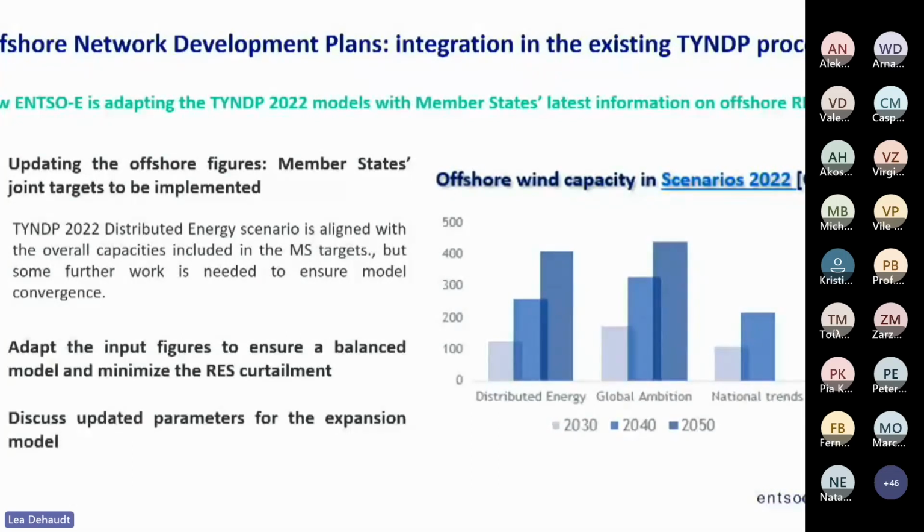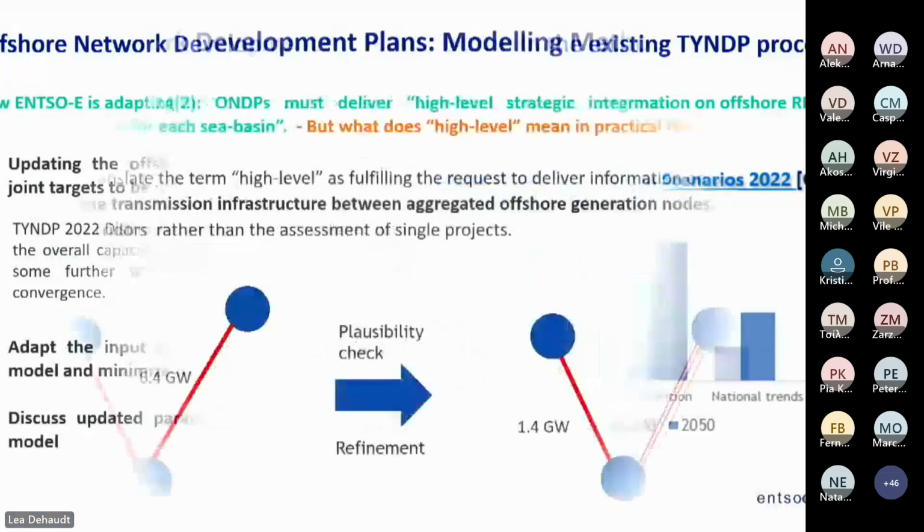This bar chart is just to indicate that it's good enough to take the scenarios from 2022, as the offshore ambitions we had in this distributed energy scenario, which we are going to use for the ONDP, are aligned with what the member states actually delivered in January. Next slide.